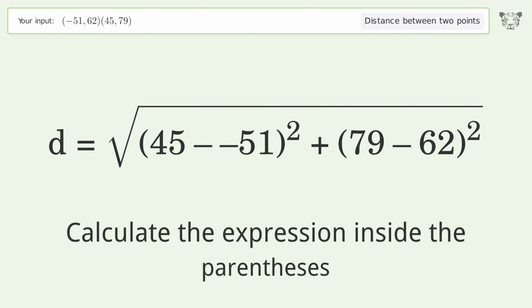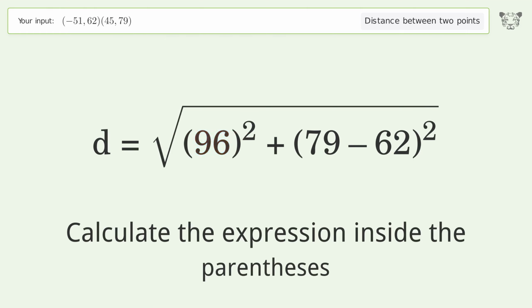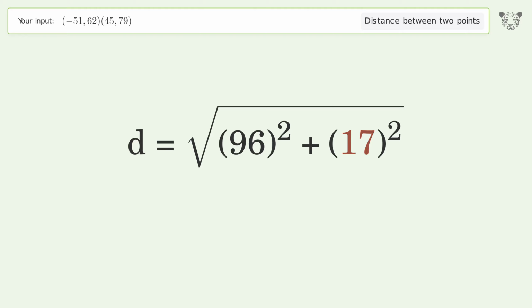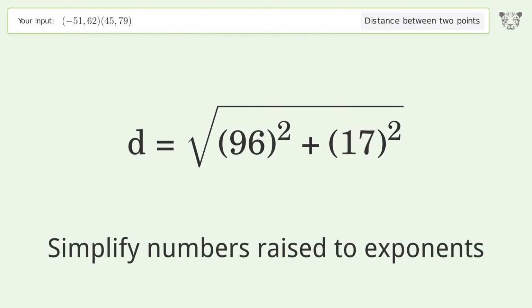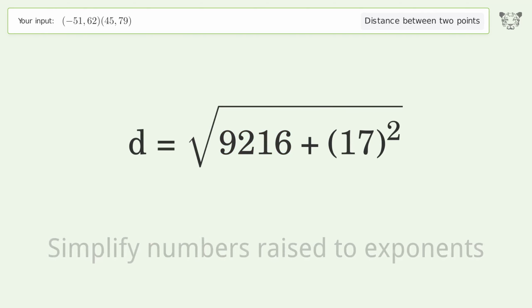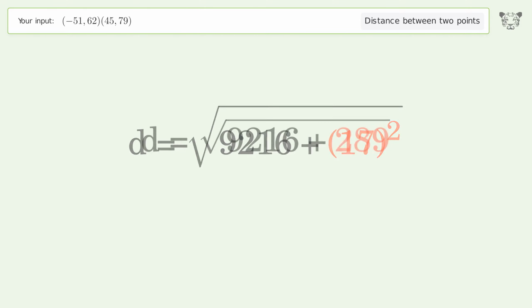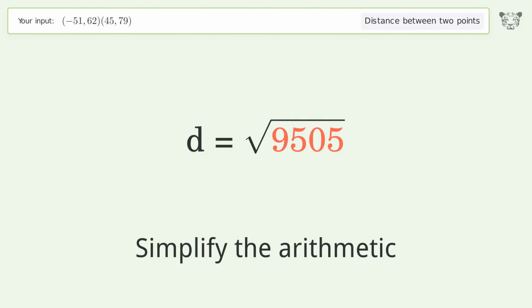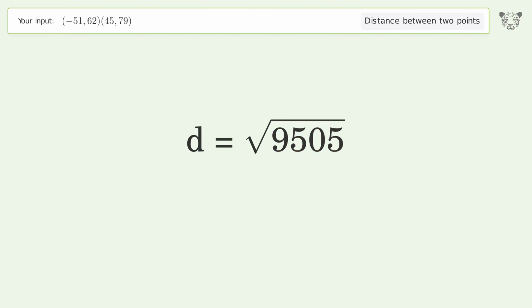Calculate the expression inside the parentheses. Simplify numbers raised to exponents. Simplify the arithmetic. And so the distance between the 2 points is the square root of 9,505, or 97.494.